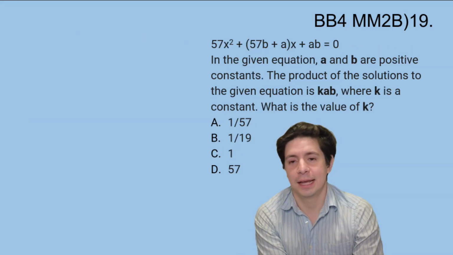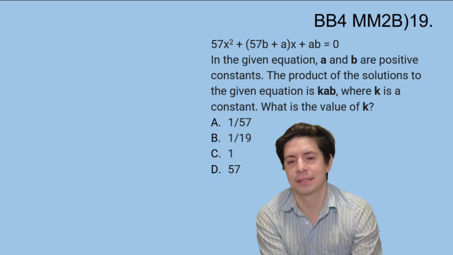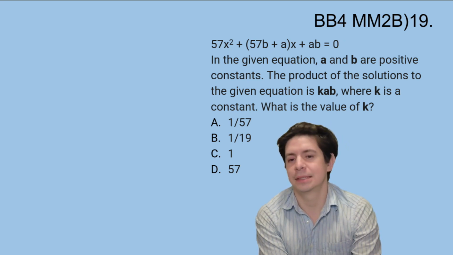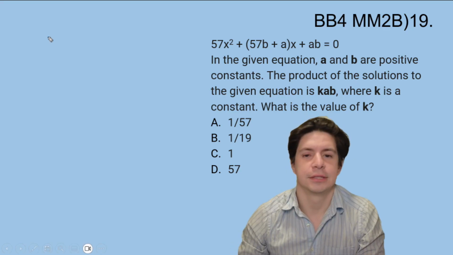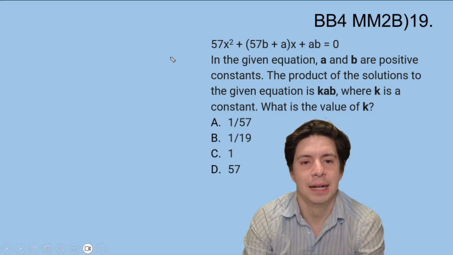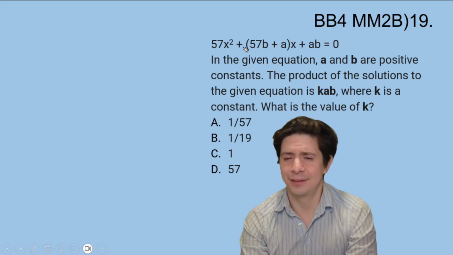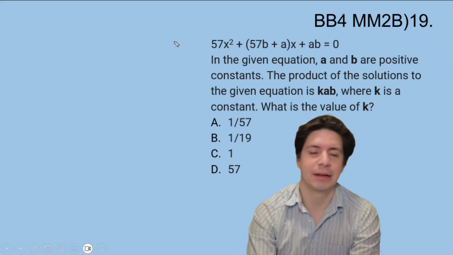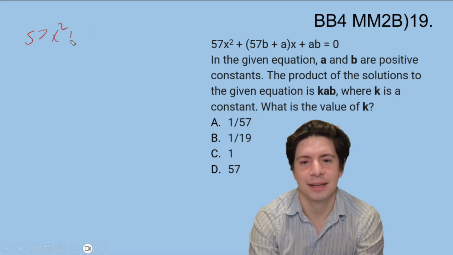In the given equation, a and b are positive constants. The product of the solutions to the given equation is KAB, where k is a constant. What is the value of k? Okay, so for this one, what we want to do is try to factor this to find the solutions, right? And it looks unfactorable. You're like, Sebastian, how the heck are we going to factor this? Well, I'm going to show you how in a moment, right? So it looks tricky. It is tricky.